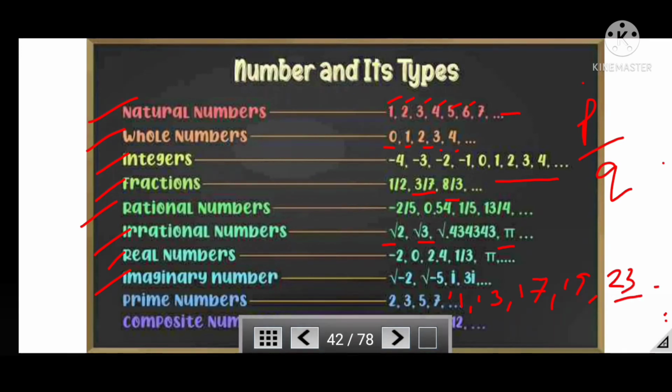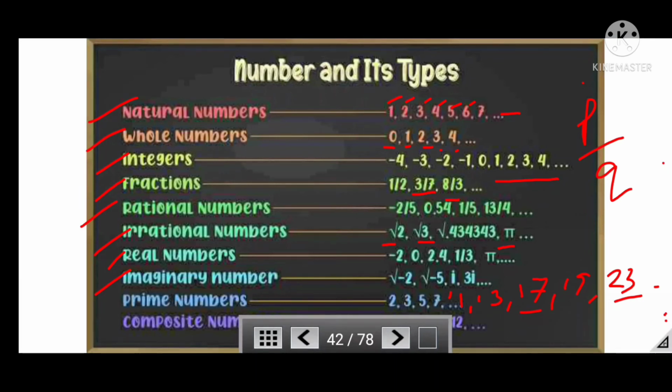Prime numbers include all the numbers which have only two factors, 1 and itself. They do not occur in any other number tables, like 17. It does not occur in any other number table. Similarly 19 and 23. Next is composite numbers.